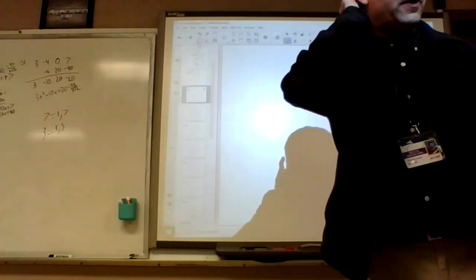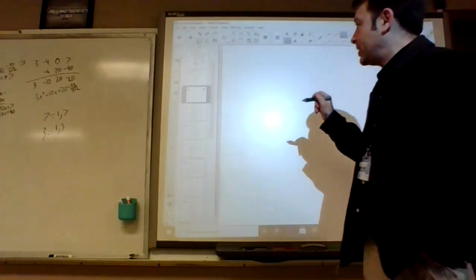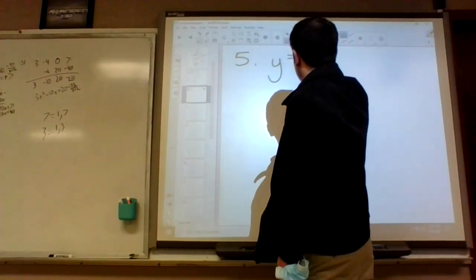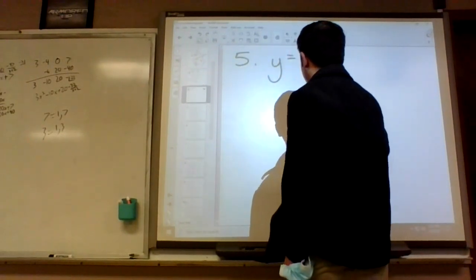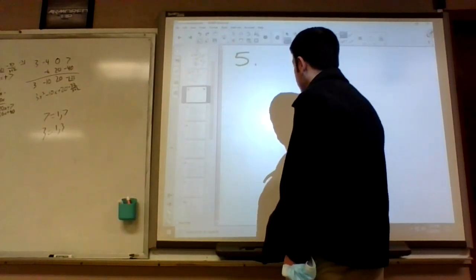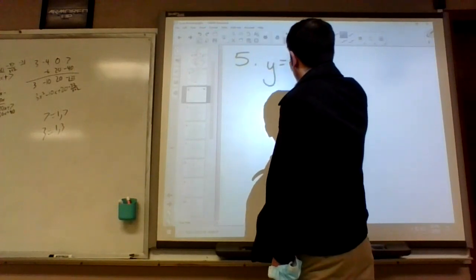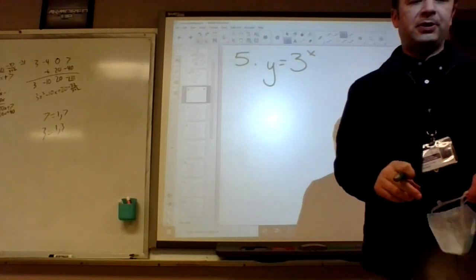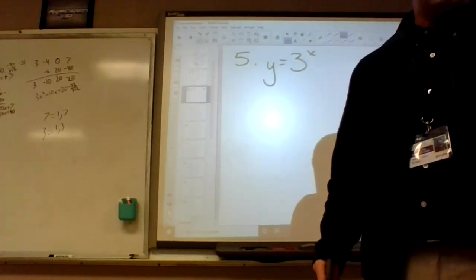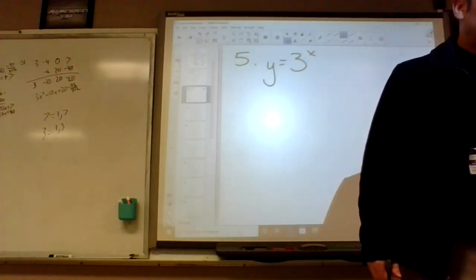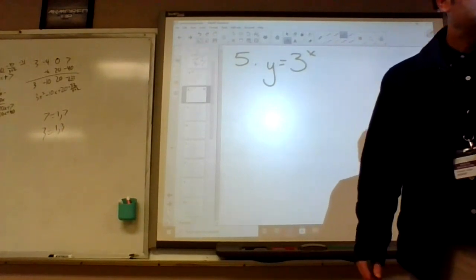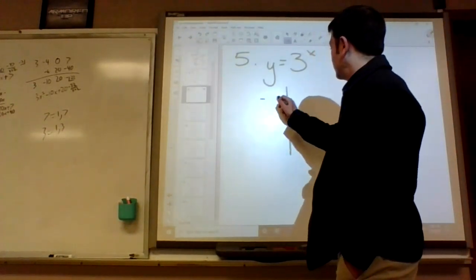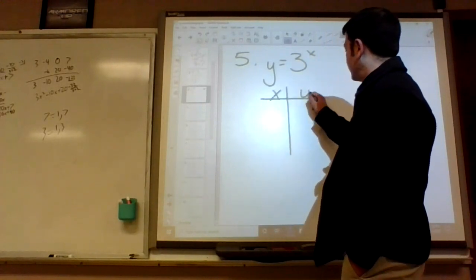So on number 5, we got y equals 3 to the x. Okay, this is going to be a graphing problem. But we also have to fill out the table basically. You can do all of that on graph paper, or you can split it up. I like to split it up. This person's filled in the table. Okay, well, just do it. You can see if they got it right.